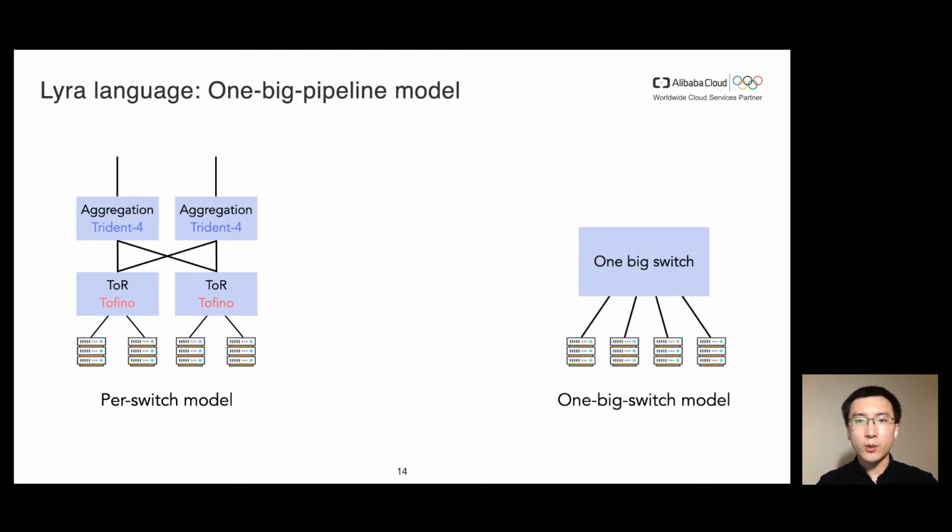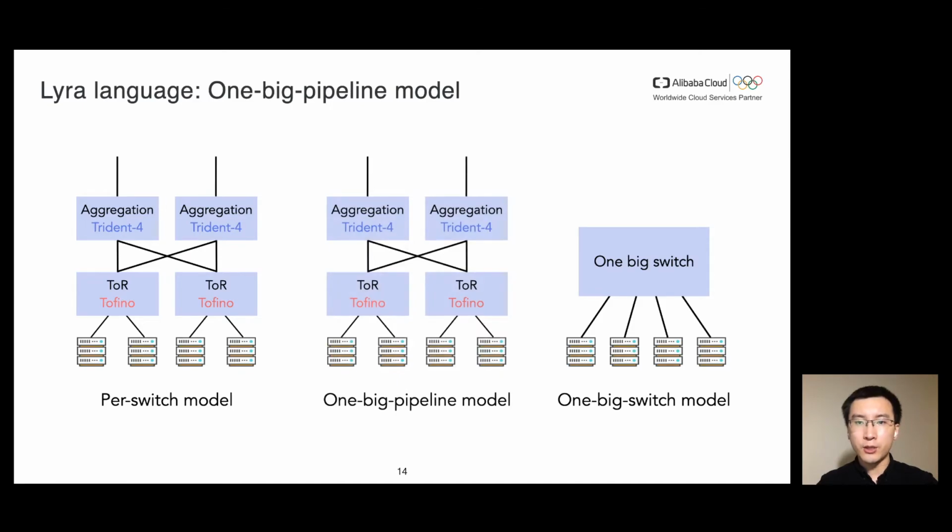On the other side, we have the one big switch model, which treats the whole network as a giant switch, and the switch is only in charge of delivering the packets between the servers. This, on the other side, is too coarse-grained, so we cannot control where to allocate the programs, such as deploying an ARP table to all of the Tors. So we choose a one big pipeline model that provides a good balance and enough flexibility to the programmers, but does not let them get tied up in the details of the topology.